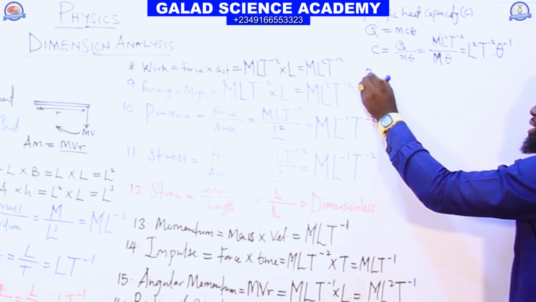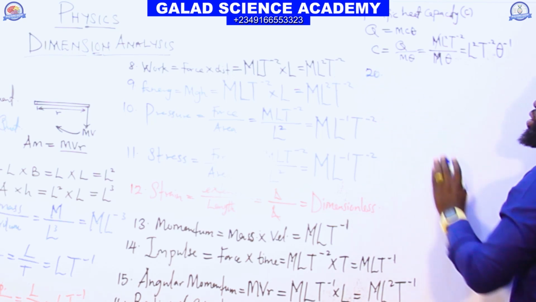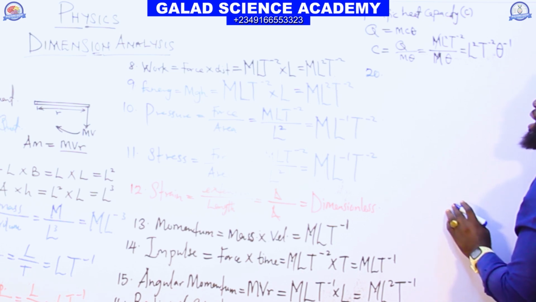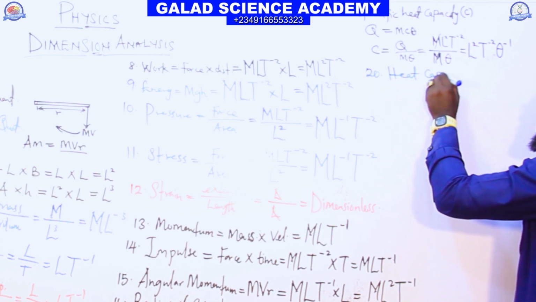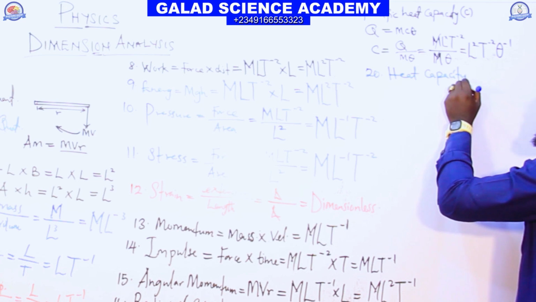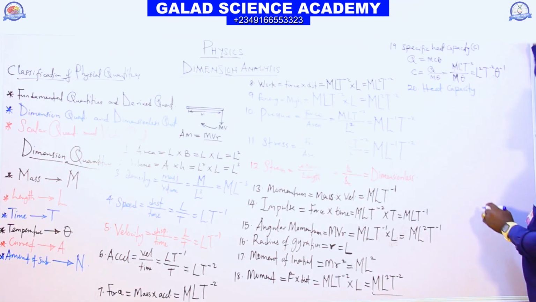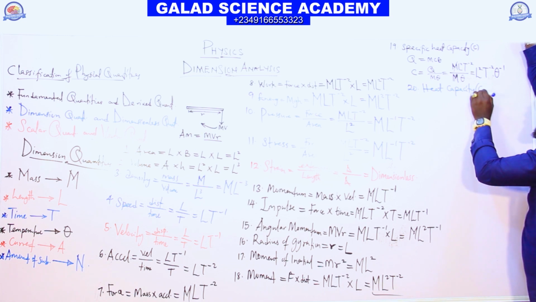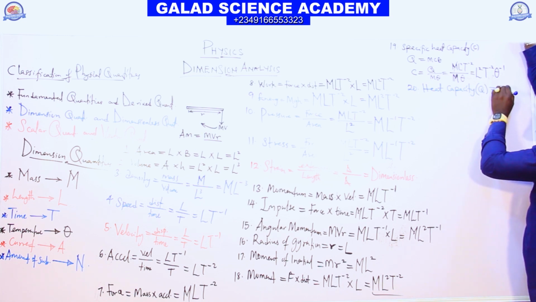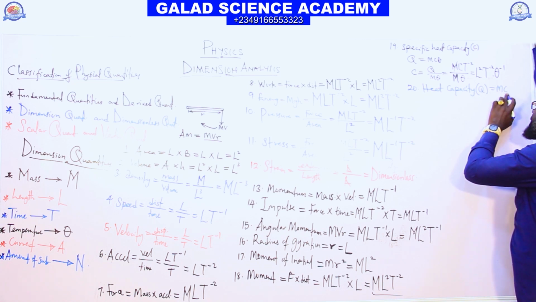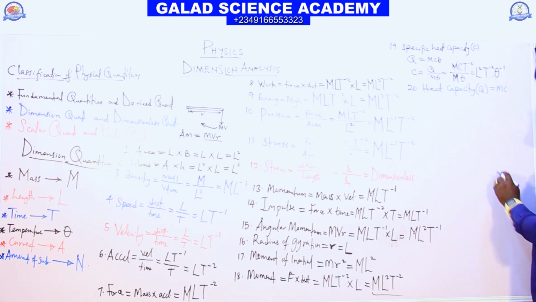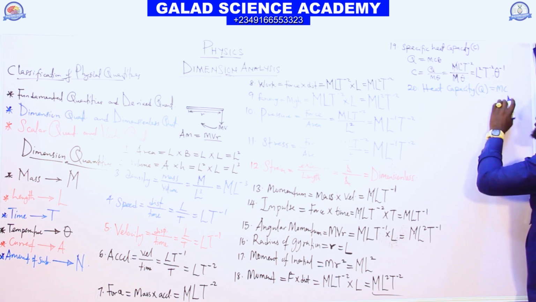The next one is number 20: dimension for heat capacity. Heat capacity is known as Q equals mc, without theta. This m is mass and this c is specific heat capacity.